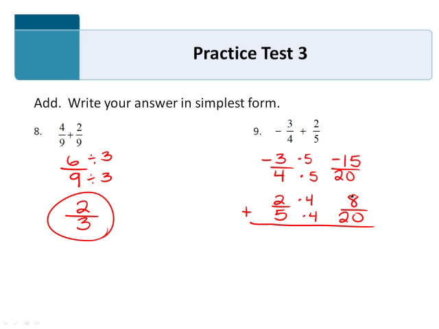Now I have a negative and a positive, so I have to subtract. 15 minus 8 would be -7, because the 15 is larger, over 20. And that's the answer there.